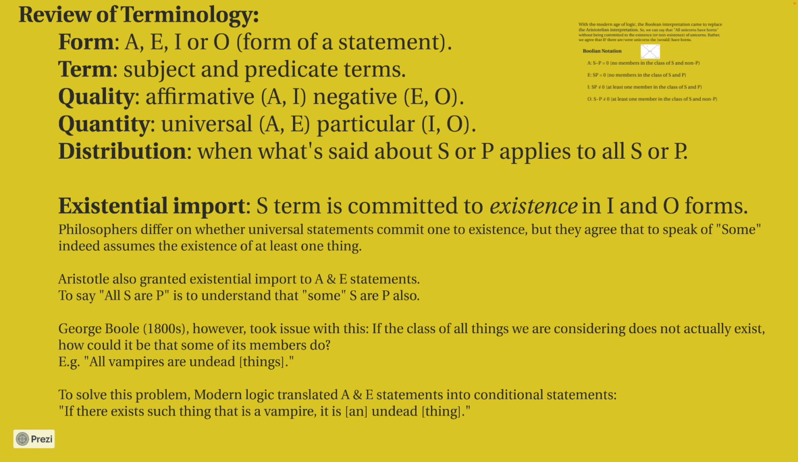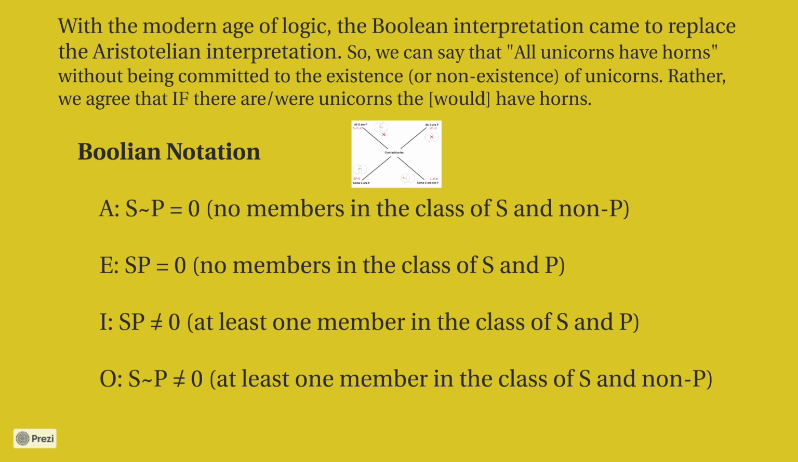Because of the need for this distinction, or as we saw with Lewis Carroll's The Game of Logic, because philosophers at the time were starting to bump up against some of the limitations of the language of the traditional logical system, and so there was a need to expand the vocabulary, the Boolean interpretation came to replace the Aristotelian interpretation as we moved into the modern period of logic. So we can now say that all unicorns have horns without really being committed to the existence or even the non-existence of unicorns. Rather, when we say all unicorns have horns, we are in agreement that if there are or were such things as unicorns, they will or would have horns.